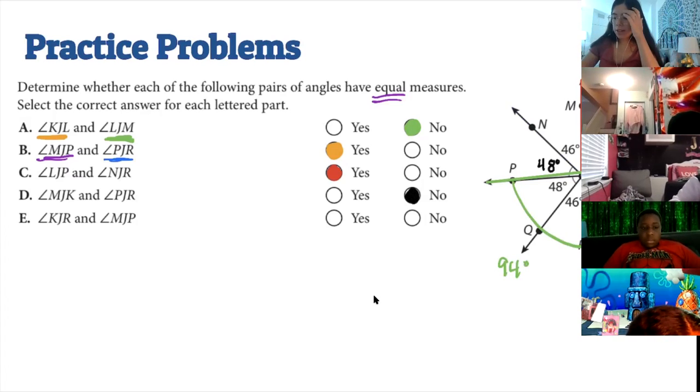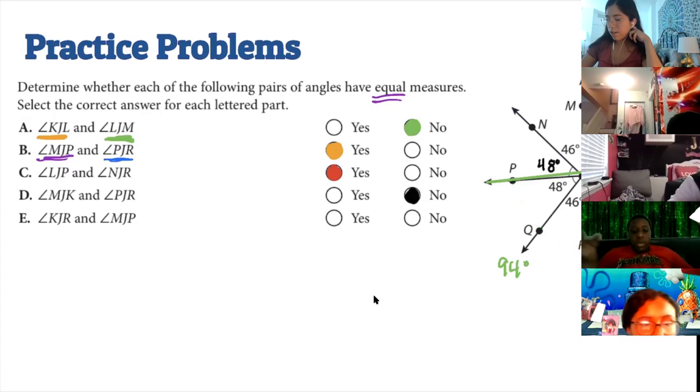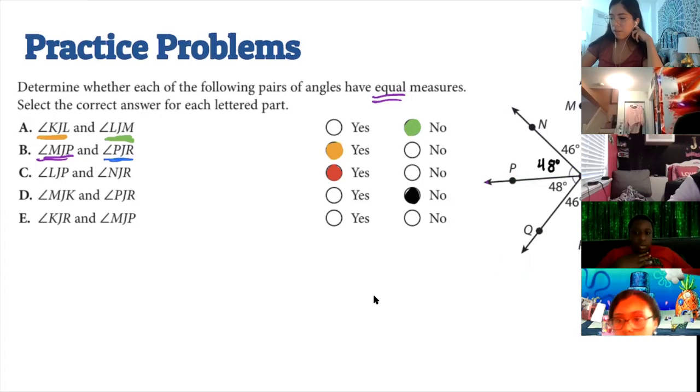All right, last one. I want you to do that last one on your own. Wait, can you draw the line? Do you want me to color code it? Yeah. Okay. It helps me understand it better. Yeah, me too. I got you. Okay, so KJR and MJP.